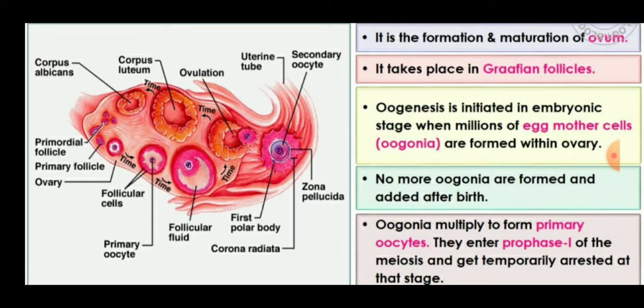meiosis. You know that prophase I is the longest phase of meiosis. There are 5 substages: leptotene, zygotene, pachytene, diplotene and diakinesis. The primary oocyte gets temporarily arrested at that stage. Okay children, you can see the diagram of the ovary.